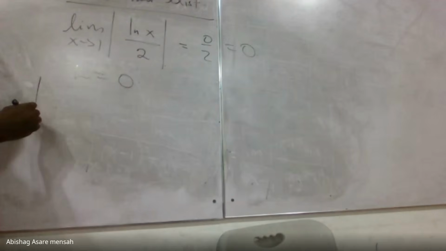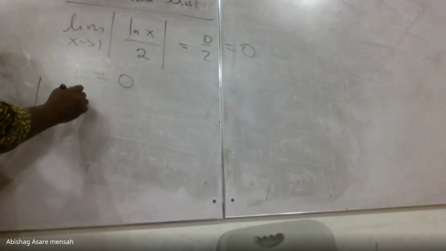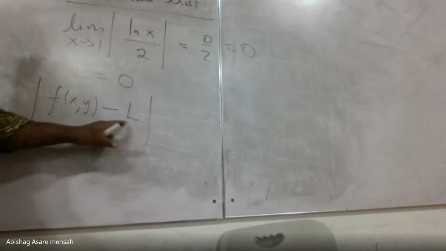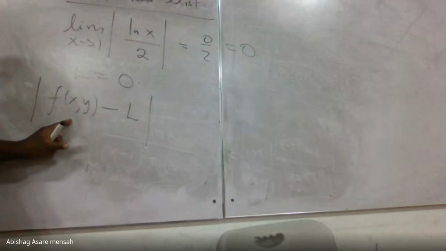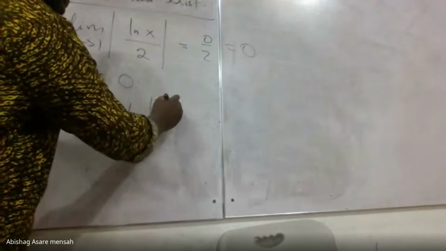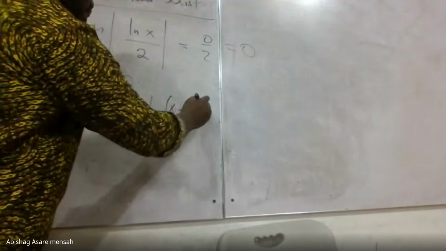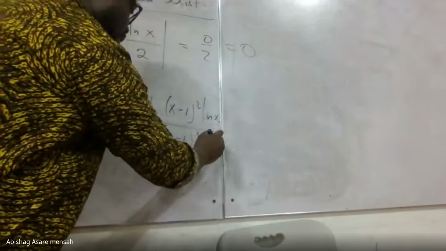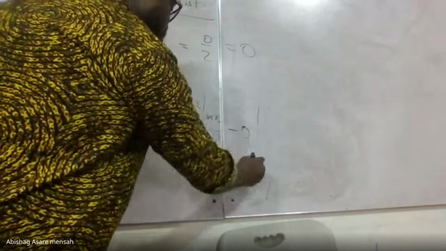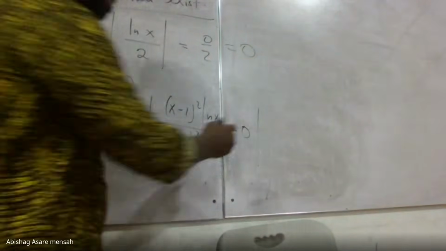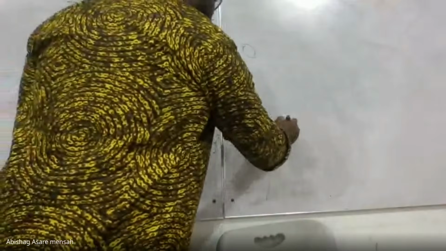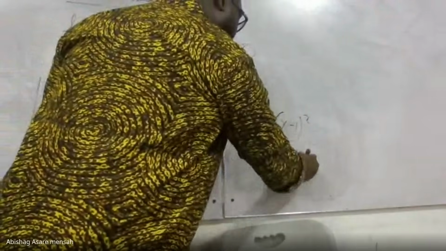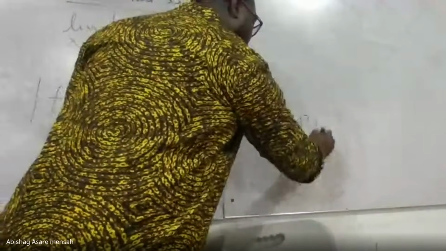So find the absolute value of the function f of (x, y), subtracting the limit. I'm going to subtract. So I was given what? (x minus 1) all squared, then x, all over (x minus 1) all squared plus y squared. This is what I was doing. So minus 0. If you subtract that, you get the same thing: (x minus 1) all squared, then x, all over (x minus 1) all squared plus y squared.